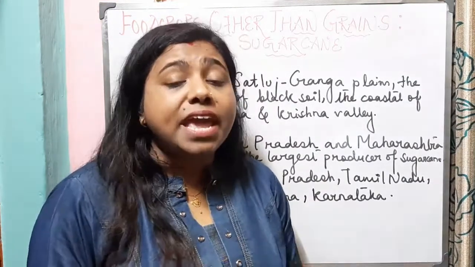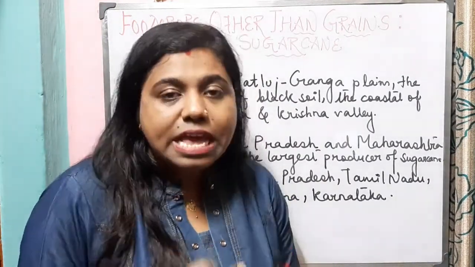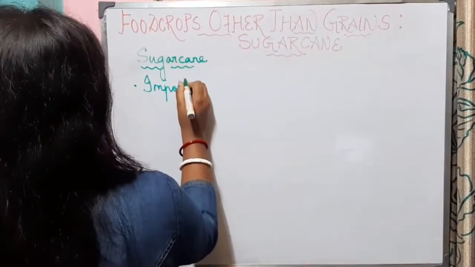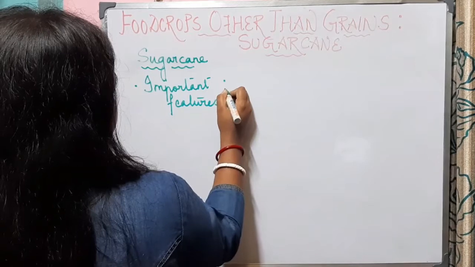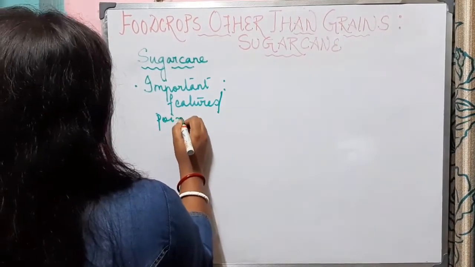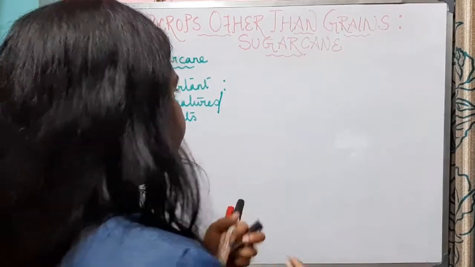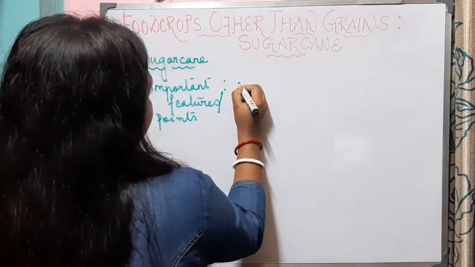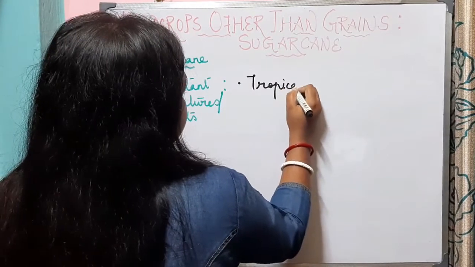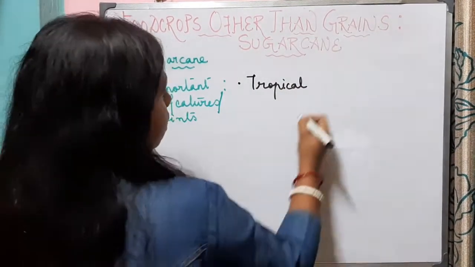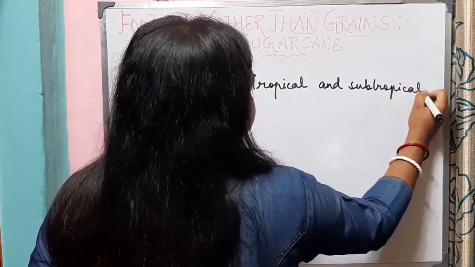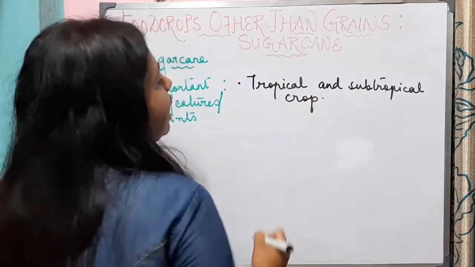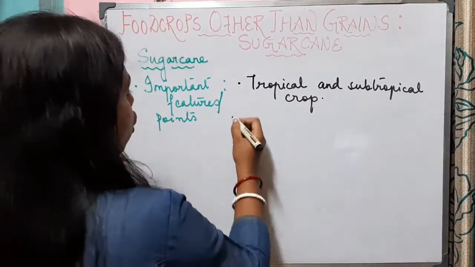Now let us know the main points or the most important features that we must remember while reading about sugarcane. Important points that we must remember for sugarcane are: number 1, sugarcane is a type of crop which can be grown both in tropical and subtropical climate. So we can call sugarcane a tropical and subtropical crop.